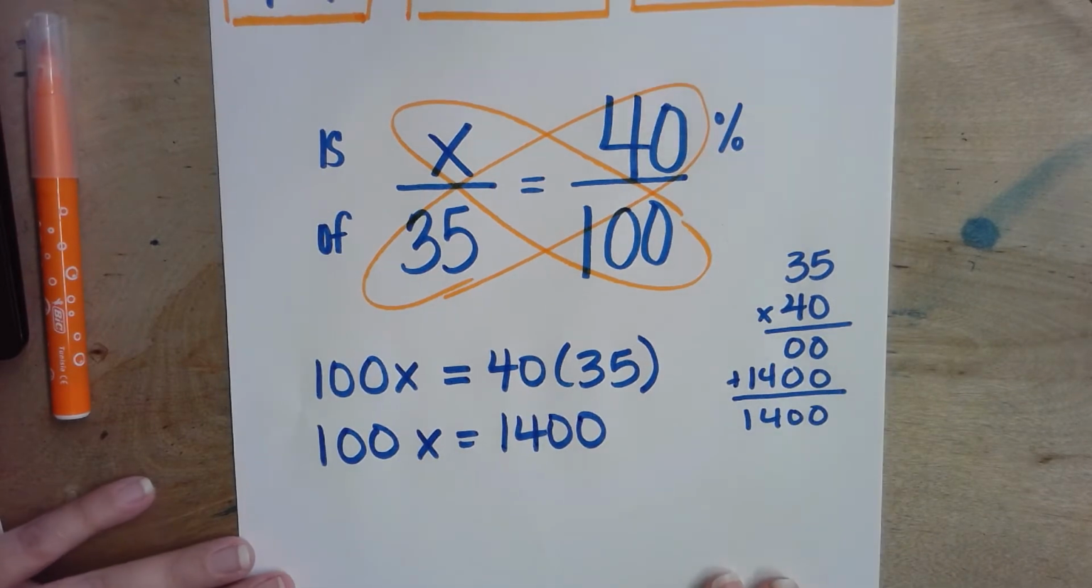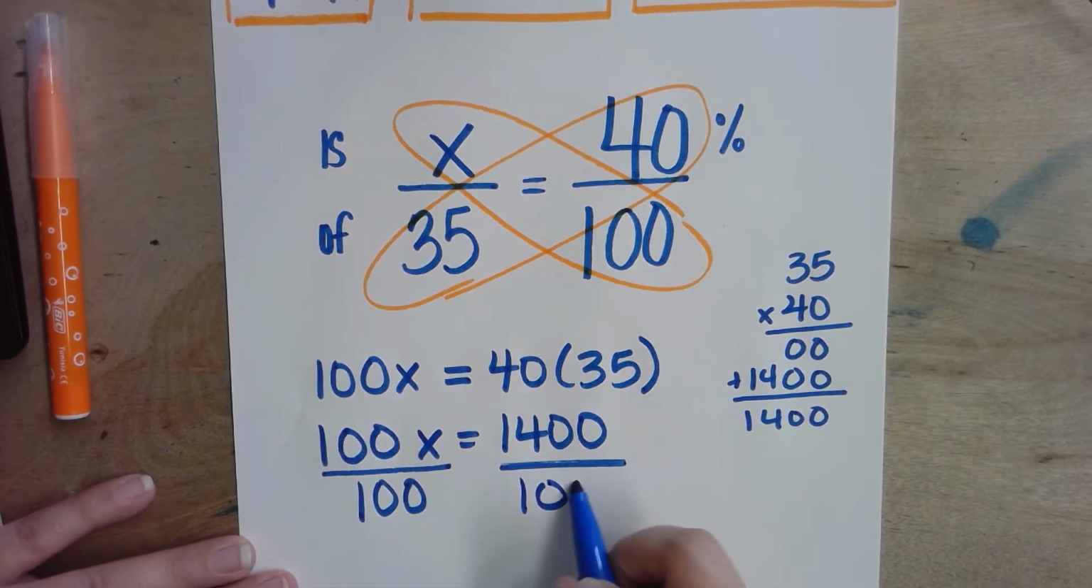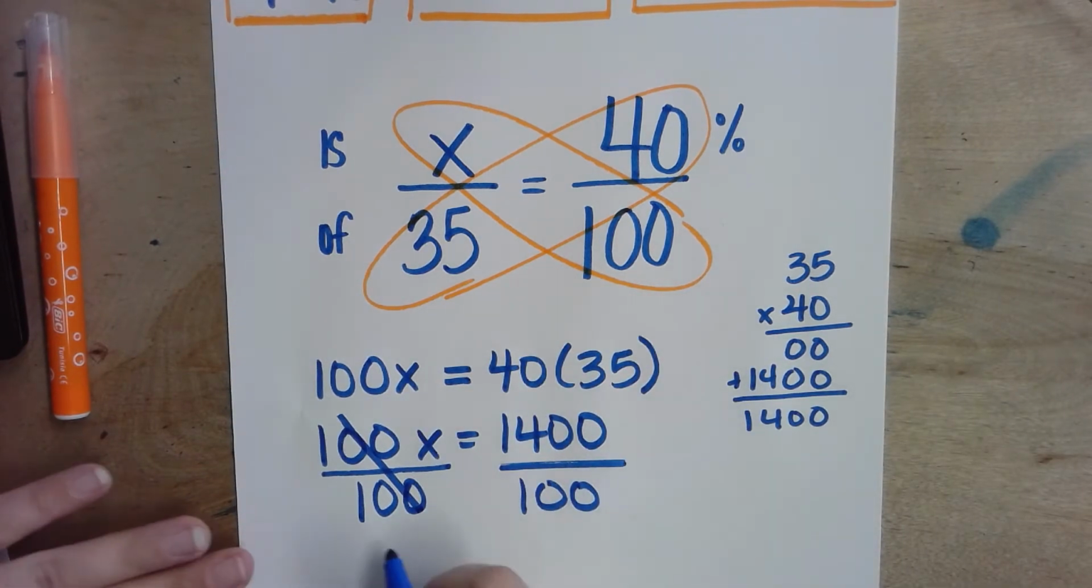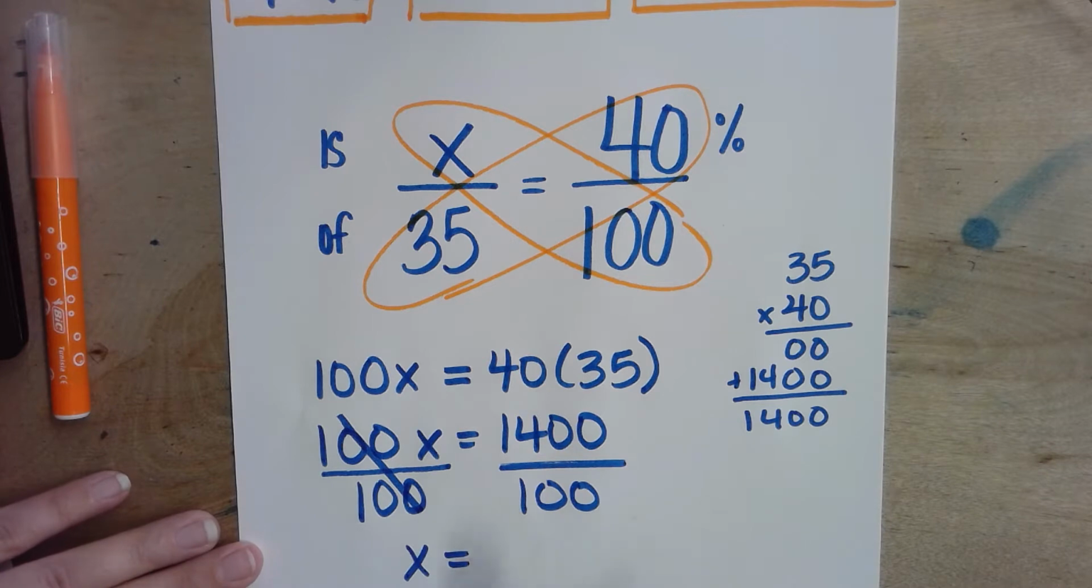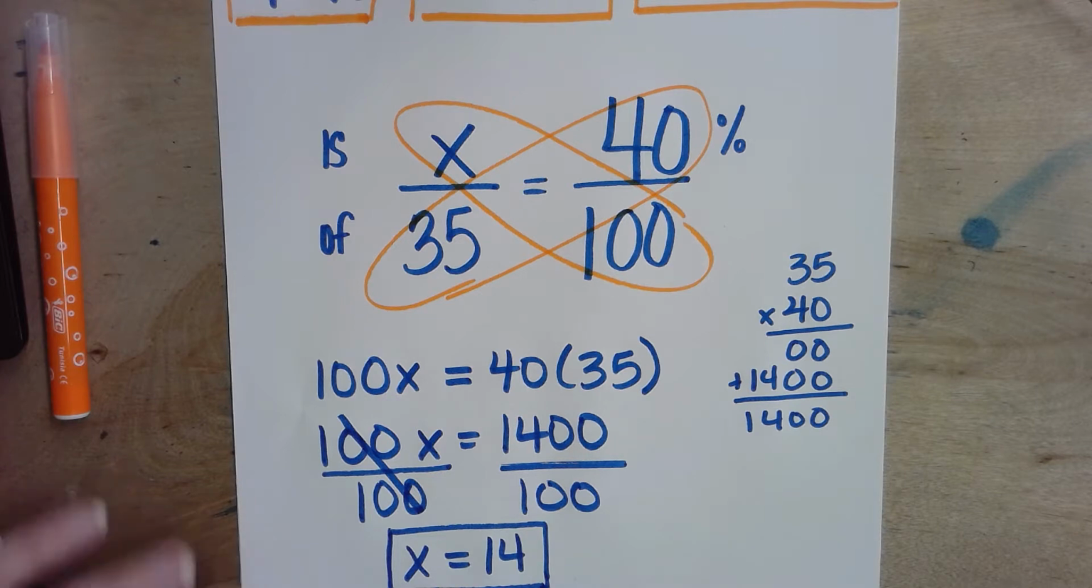The next step is we want to get x by itself, so we're going to divide by 100. You divide by whatever number you're trying to get rid of, and you need to do that on both sides. So mark it out because it cancels out, and it's left with x on this side. This math we can do mentally: 1400 divided by 100 would be 14. And there's your answer.